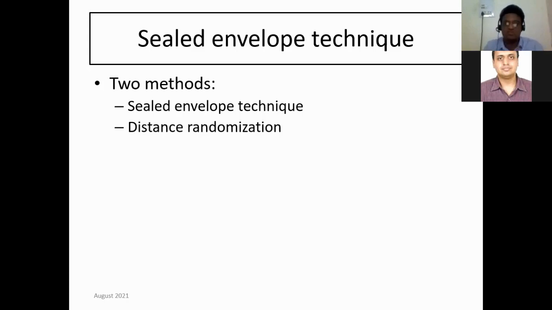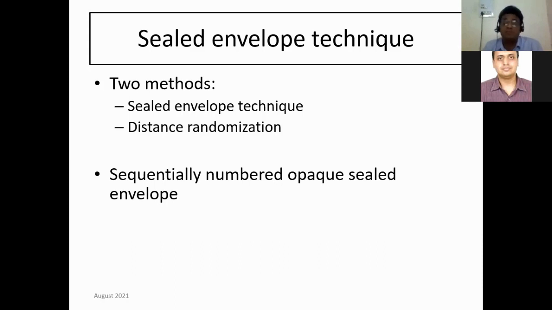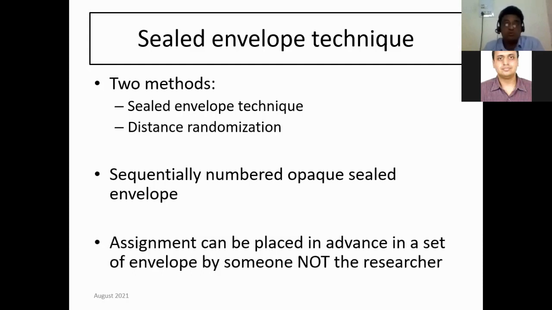So that's distance randomization. But we generally use the sealed envelope technique, in which sequentially numbered opaque sealed envelopes are used. Ensure that you're using an opaque envelope so that you're not looking into the light and able to make out, oh, this is treatment B. Let me keep it, let me send this patient away, let some other patient come so that I give treatment. So this is not something intentional.